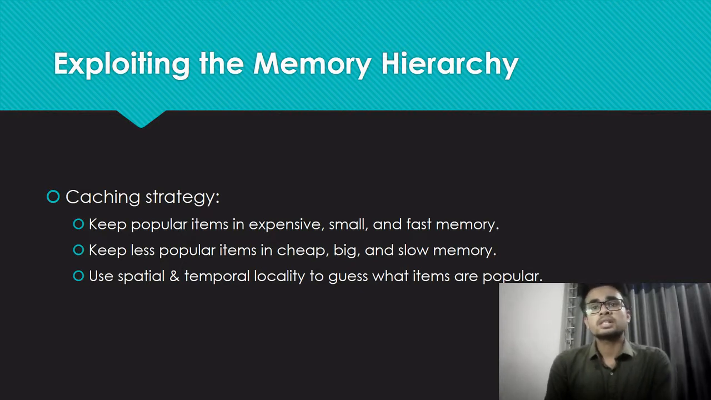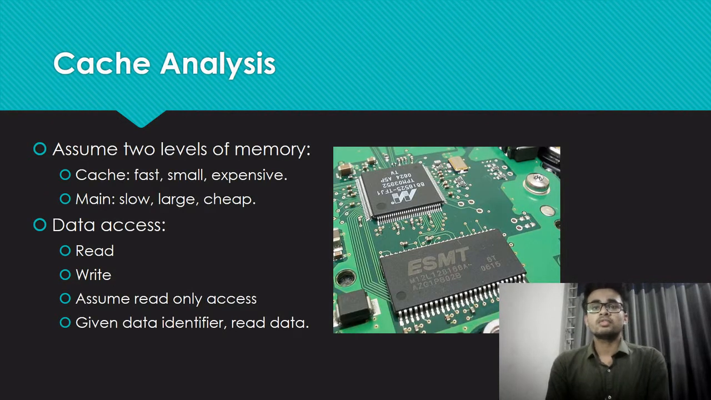Then use spatial and temporal locality to guess what items to keep, assuming two levels of memory. There are two levels of memory. First, the cache, that is fast, small, and expensive. Then the main memory, that is a little bit slower than the cache, and it is larger and cheaper in cost. Okay, cache can be accessed for read and write, or read only access, given a data identifier, to read data, and such accessibility.